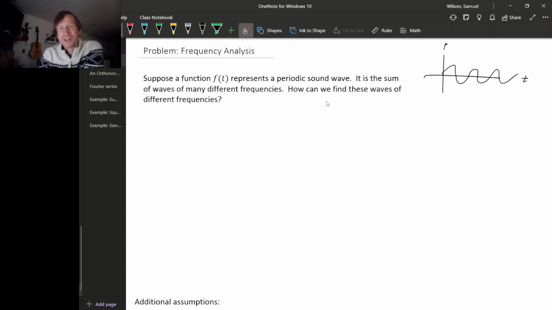In general, any sound wave is going to be made up of a sum of many different frequencies. So you might wonder, well, if we have some incoming sound wave, how could we analyze it into all of its component frequencies?